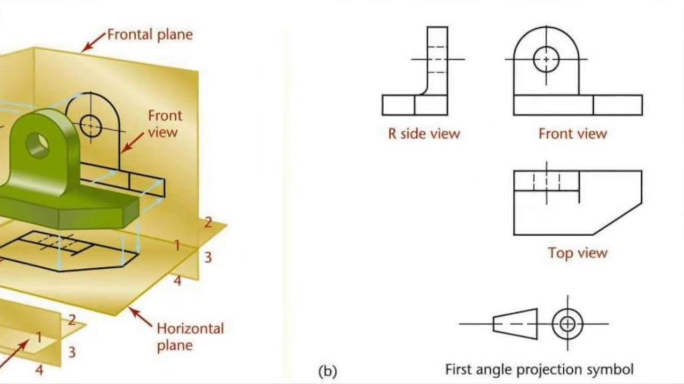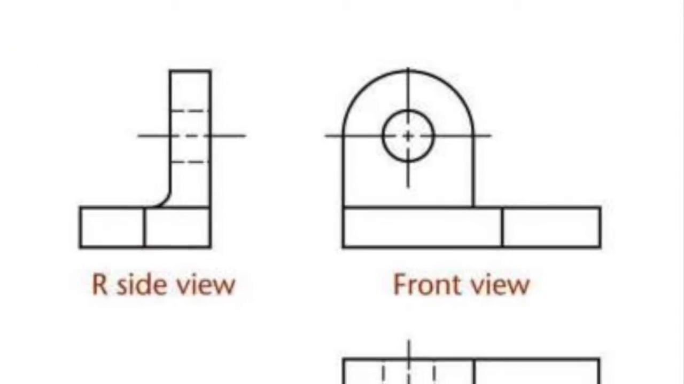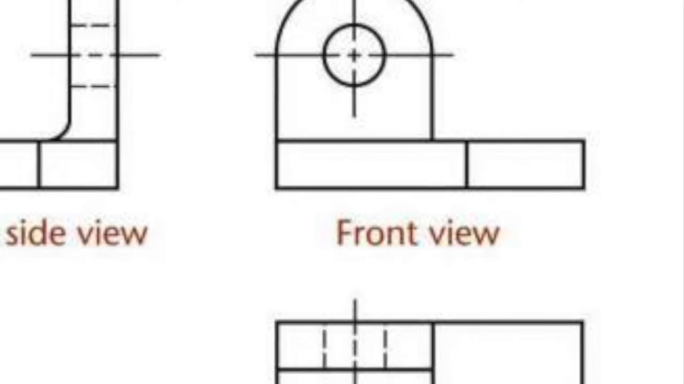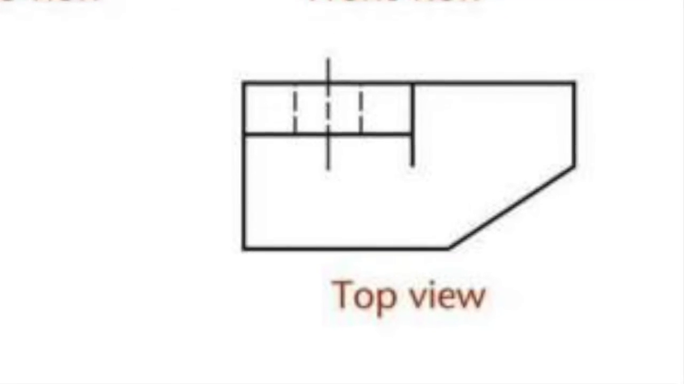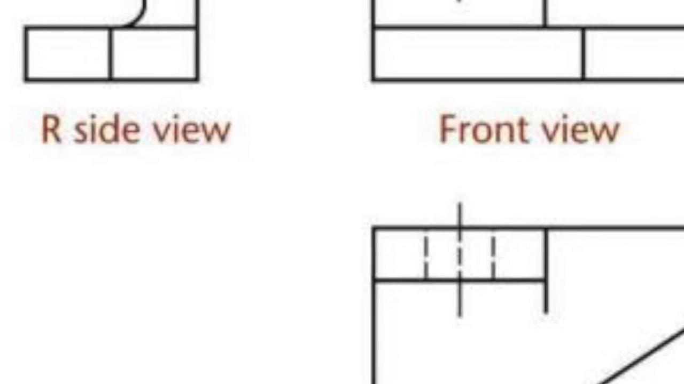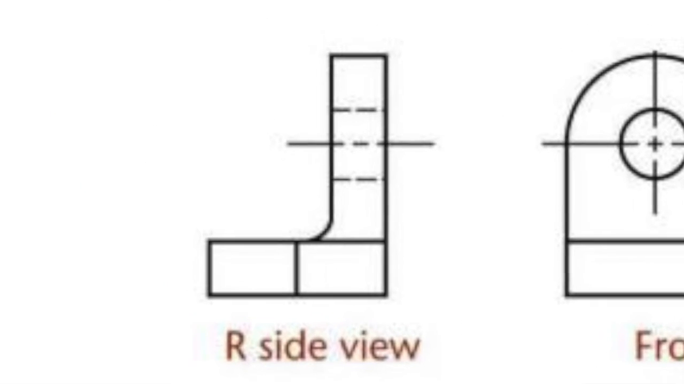The front view will appear in the top right corner. The top view will appear in the bottom right corner, and the right side view will appear in the top left corner of the blueprint.